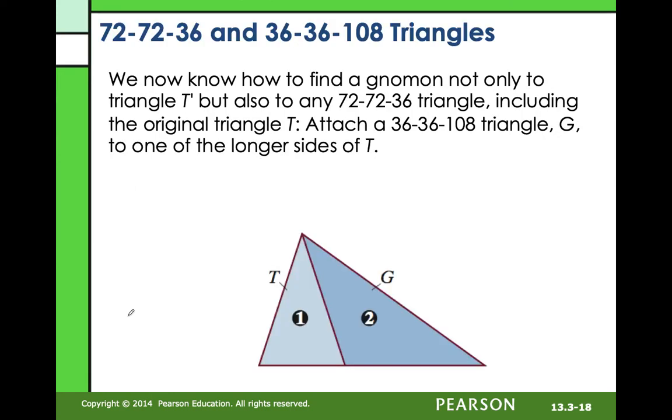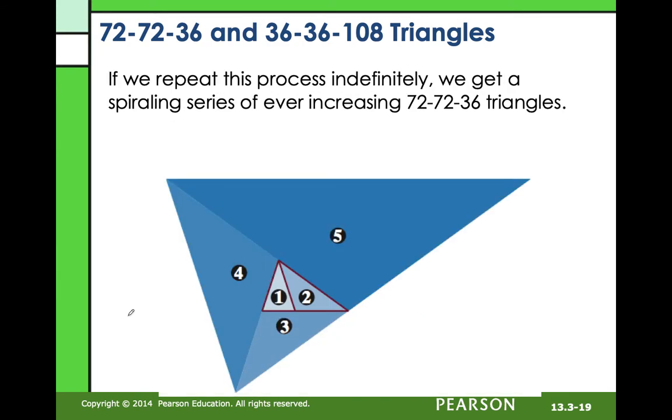So we now know how to find a gnomon, not only to triangle T prime, but also to any 72, 72, 36 triangle, including the original triangle T that we had. All you have to do is attach a 36, 36, 108 triangle G to one of the longer sides of T. If we repeat this process, something kind of cool happens. You get this kind of spiraling effect where the triangles continue to get larger and larger and larger.